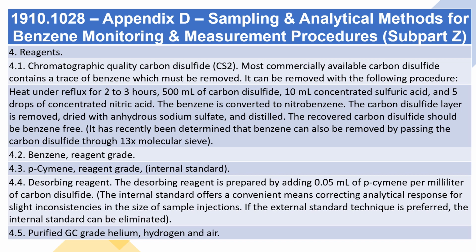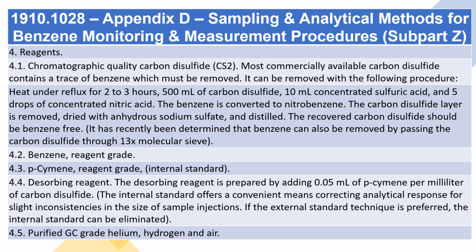4.3. P-cymene, reagent grade, internal standard. 4.4. Desorbing reagent. The desorbing reagent is prepared by adding 0.05 ml of P-cymene per milliliter of carbon disulfide. The internal standard offers a convenient means of correcting analytical response for slight inconsistencies in the size of sample injections. If the external standard technique is preferred, the internal standard can be eliminated.